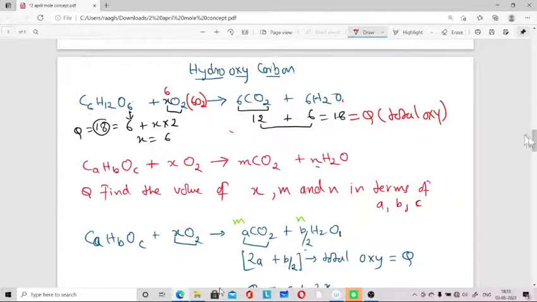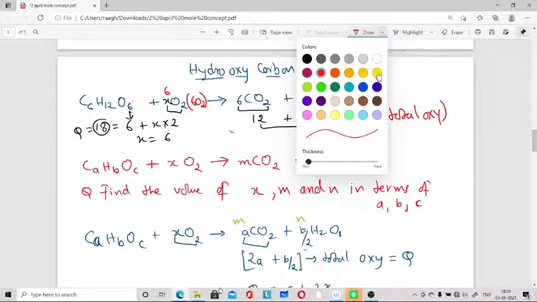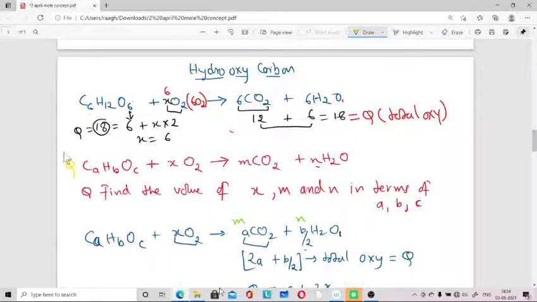Now coming on to our question, suppose this is your question. We have a molecule CaHbOc plus X O2 to give M CO2 plus N H2O. The question is: find the value of X, M and N in terms of a, b, c.